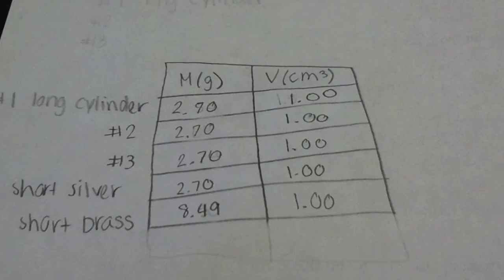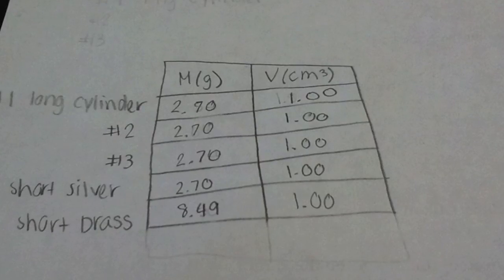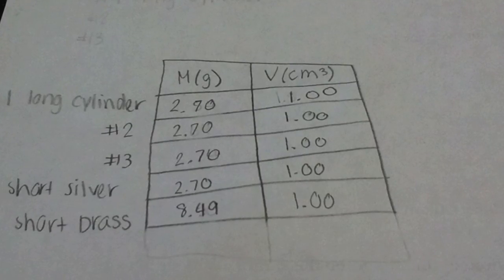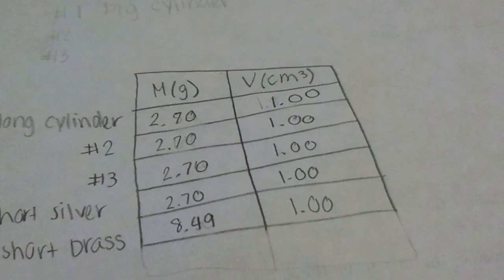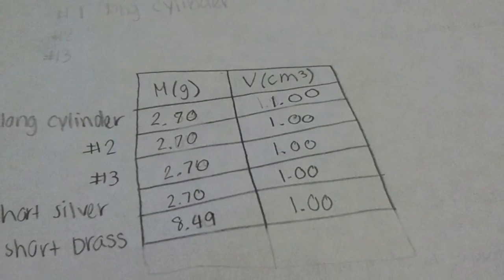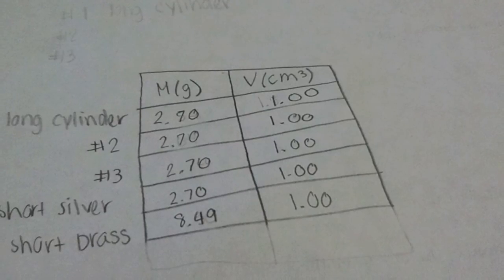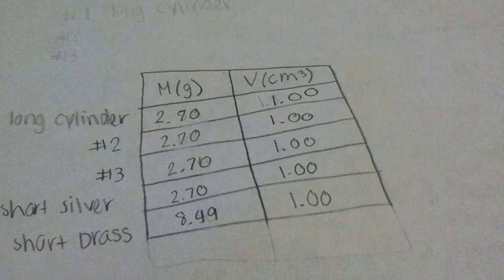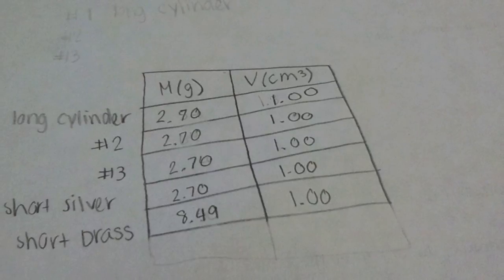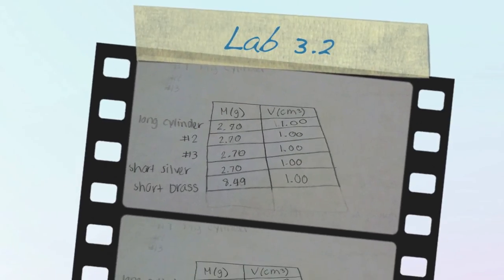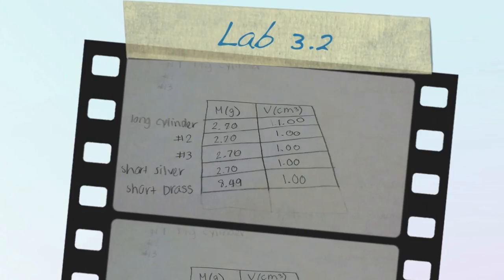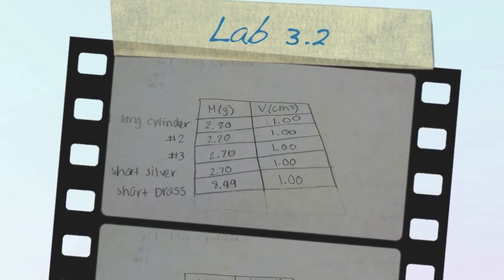And the answer is no, because as you noticed, the mass of the short brass rod is 8.49, even though it has the same volume as the silver. So no matter what would happen, if you had the same size and shape, the brass is always going to have more mass than the silver one is. You could make it smaller with the same mass, but they would never be equal.